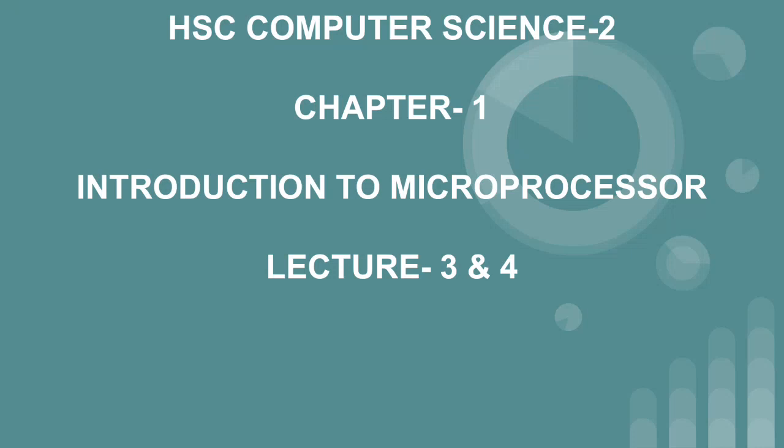Hello students, we are again going to continue with the computer science 2 chapter number 1, introduction to microprocessor. In last lecture we have seen very important questions like what is microprocessor, what are the functions of microprocessor. Then we have seen evolution of microprocessor. So we are totally having 5 generations. After that we have seen the question like block diagram of microcomputer system and explain the functions.